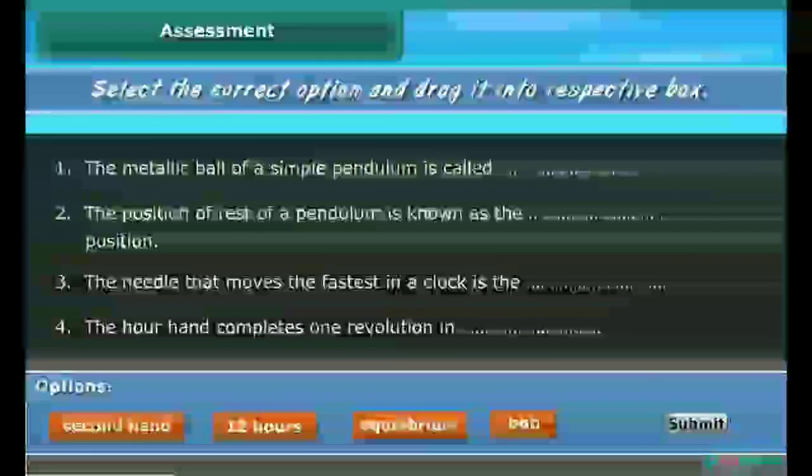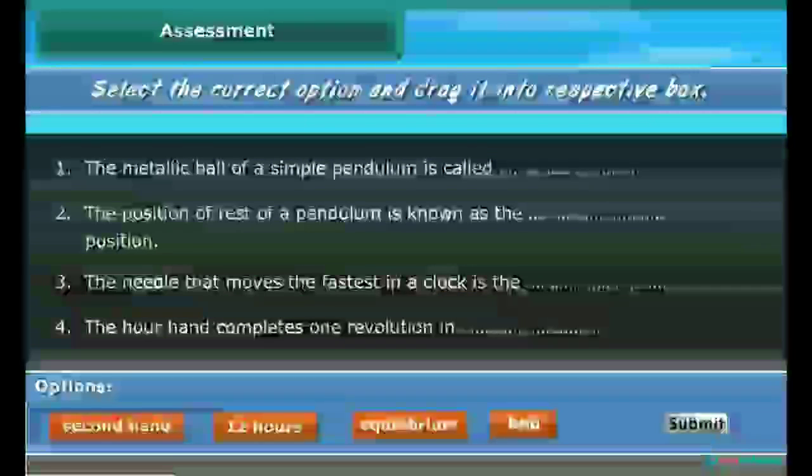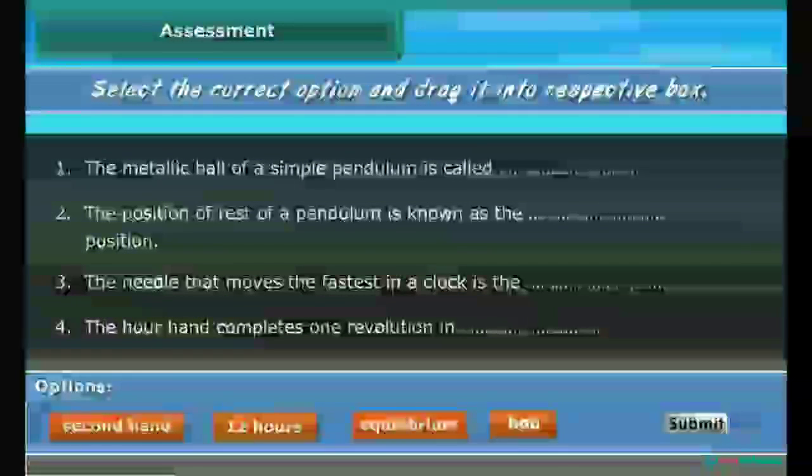Students, let's quickly check what you have learned. Select the correct option and drag it into the respective box.